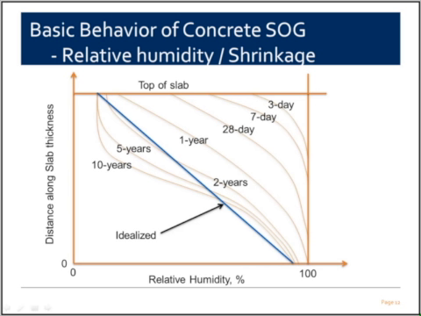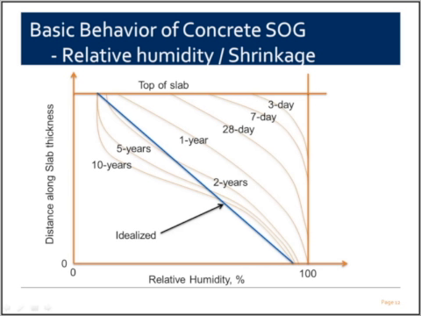And at 10 years, you might have still pretty close to 100% relative humidity, but the top of the slab will have very little moisture. And this can be idealized with the blue straight line as shown. And the shrinkage associated with the loss of relative humidity, loss of moisture, will also follow the same similar profile.